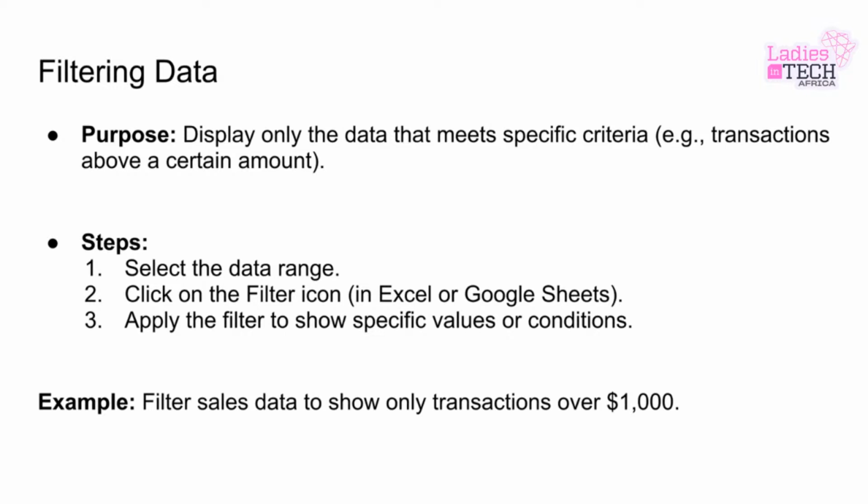Yes, multiplication can be done on Excel. You just put in the formula, equals, the two cells that you want to multiply by each other.